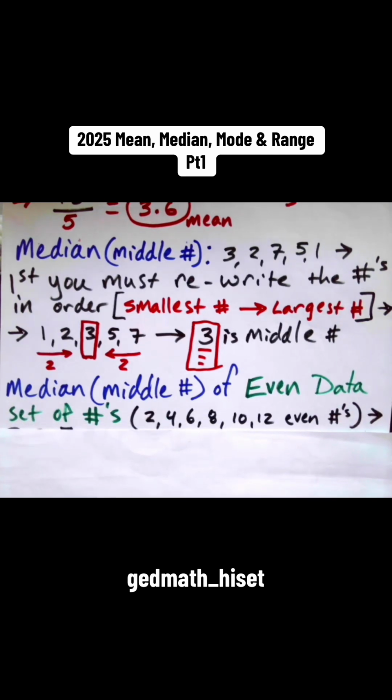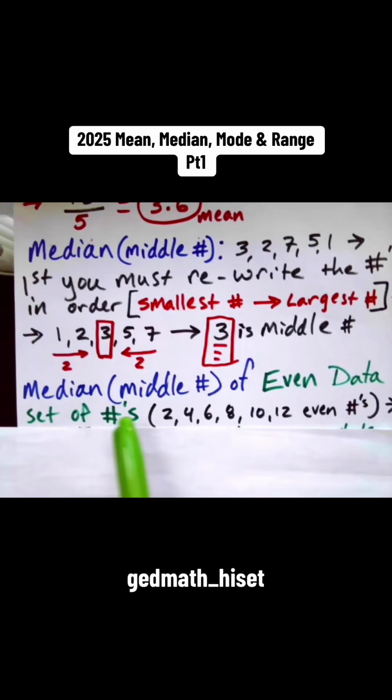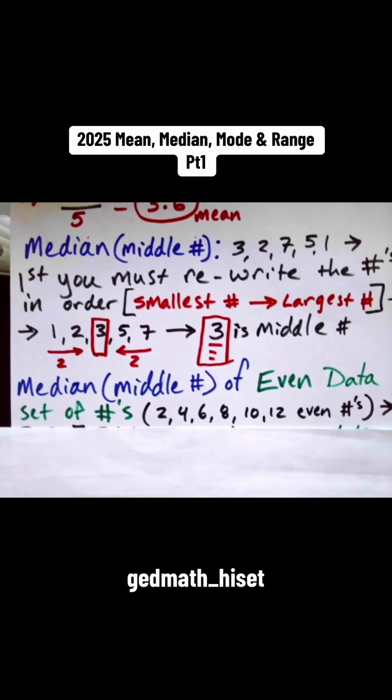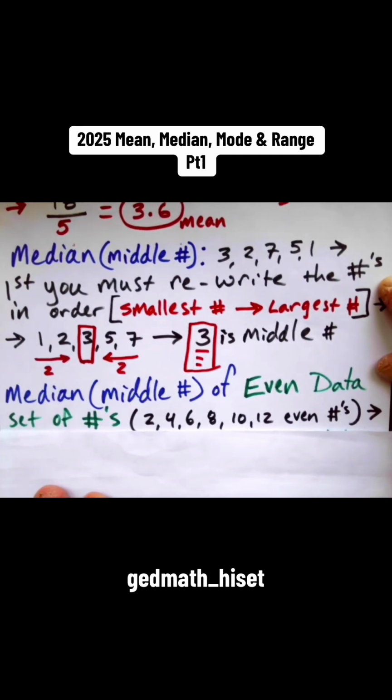So here's another example of a data set, median, middle number, and I'm going to continue this in a part 2 video, but I'd like to get you started. Again, we're looking at the median or the middle number. And what do you do when you have an even data set? I'm going to pick this up in the next video.